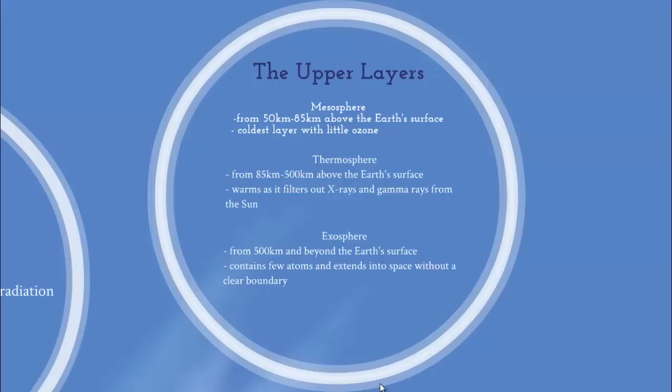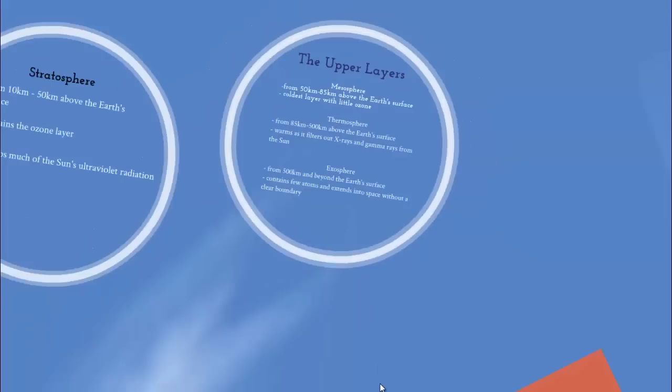And then the exosphere, this is the infinity and beyond, the space. This is from 500 kilometers and beyond. It contains few atoms and extends into space without a clear boundary. So when you think of outer space, you're thinking of the exosphere. And that would be a warmer area because, once again, it's closer to the sun.